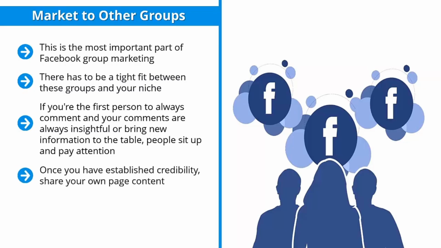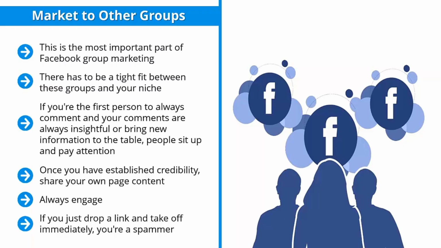Once you have established credibility, share your own page content. As I've mentioned above, these posts not only have content and your brand, but also a like button. This is a great way of getting page fans. Always engage. When people comment on what you post, reply. They might be haters, they might be critics, but it doesn't matter, reply anyway. This conditions the mind of your readers that you are approachable, accessible, and you actually want to help people out. If you just drop a link and take off immediately, you're a spammer. You're not a community member. You're obviously not somebody who's there to add to people's knowledge and bring value to their lives.